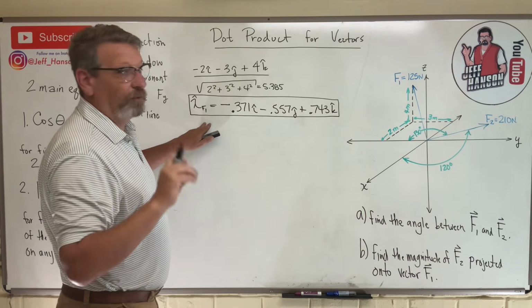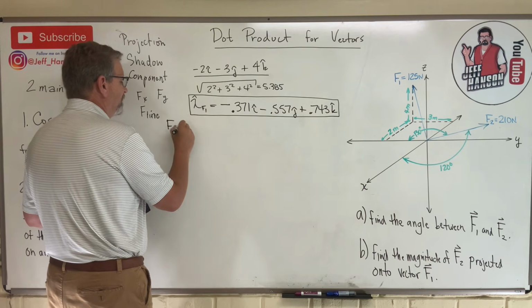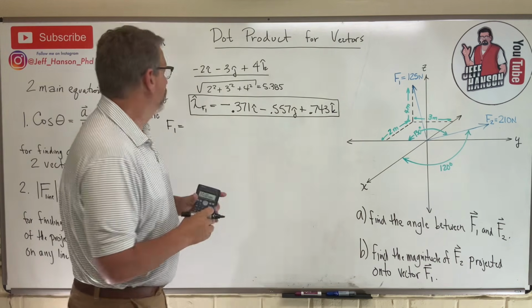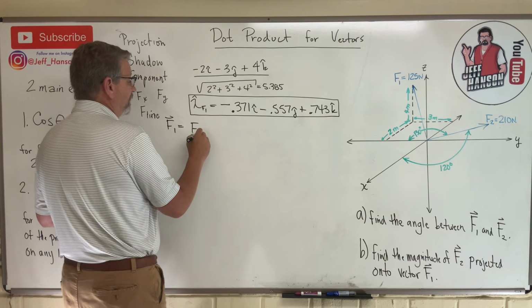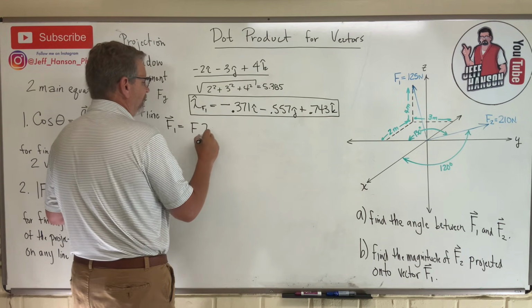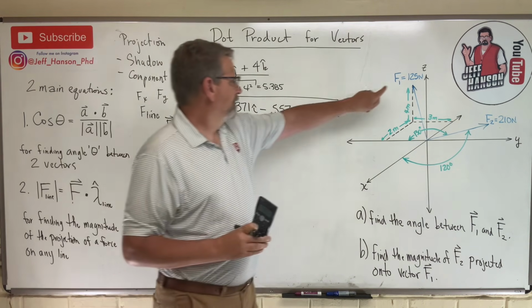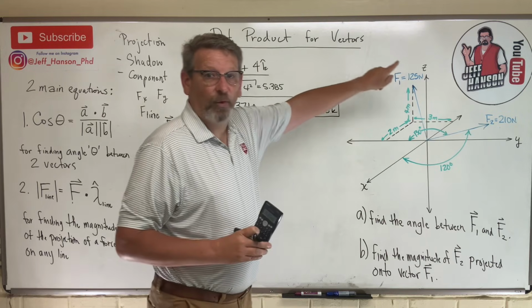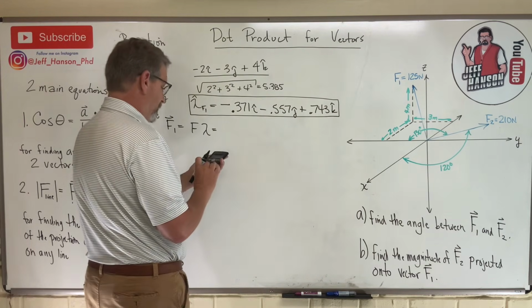And then, for writing F1 in ijk form, F1 is equal to what? Do you remember? Vector F1 is F times lambda hat. How big is F? What's the magnitude of F1? 125. So I'm going to multiply 125 times that, and I'm going to get a vector here. So let's see what we get.